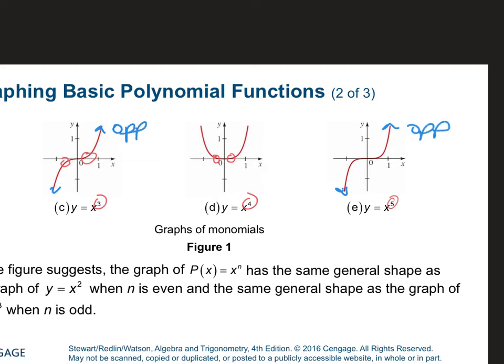Okay, what do you notice about the exponent in each of these graphs? They're odd. They're odd. So what do you think is going to happen at the end of any graph that has the leading x, or the highest degree, the biggest exponent, is odd? What's going to happen to the direction of the arrows? They're going to go in opposite directions. What do you notice about the arrows here?